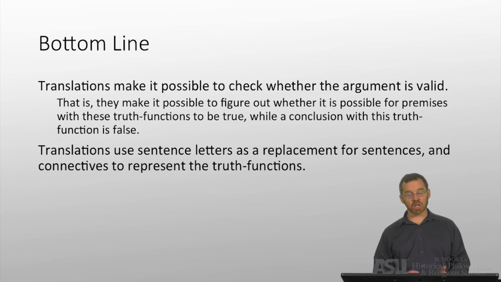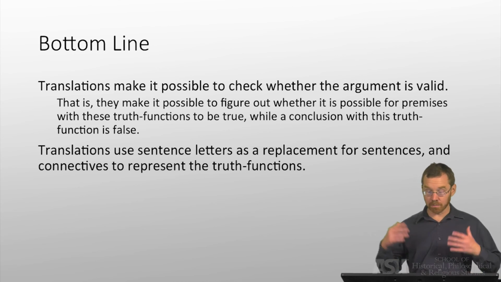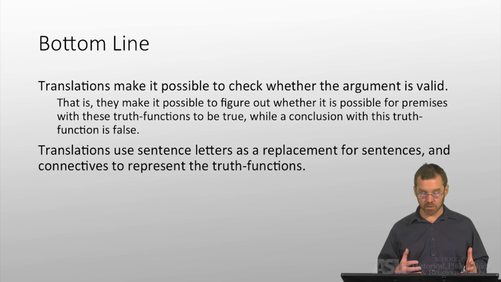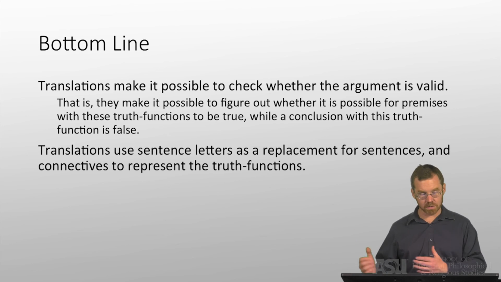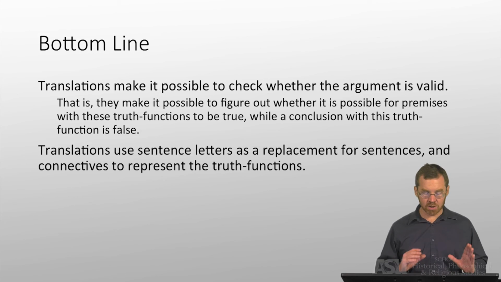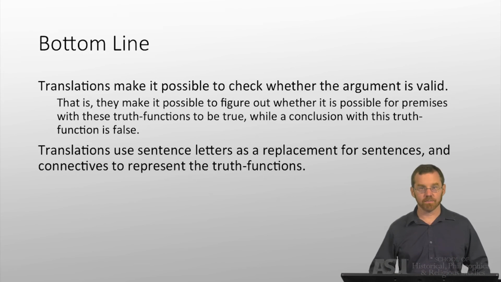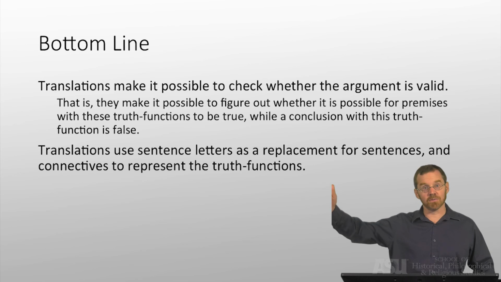Translations make it possible to check whether the argument is valid. That is, they make it possible to figure out whether it's possible for premises with these truth functions to be true, while a conclusion with this truth function is false. Translations use sentence letters as a replacement for sentences and connectives to represent the truth functions. That is what I have to say about connectives in general. I'll have separate videos that deal with the different connectives and what they mean.